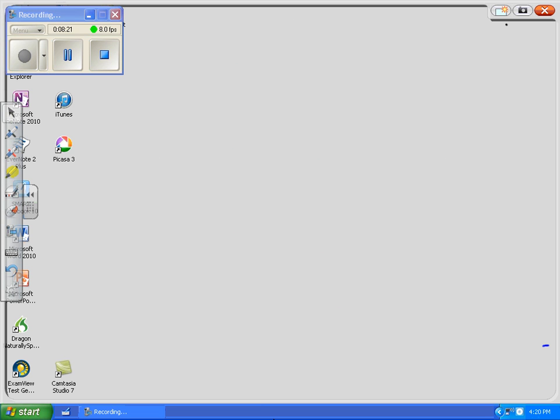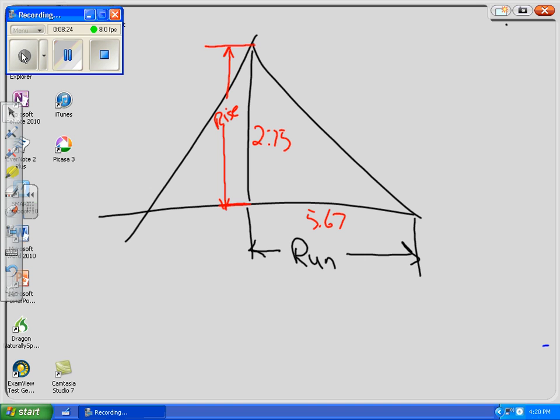Let me hit pause one. Okay, we're going to look at somebody else's use, not just electrical use, of triangles. It says calculate the angle between the roof and the ceiling joist in figure 15.5. The rise is 2.75 meters and the run is 5.67 meters.